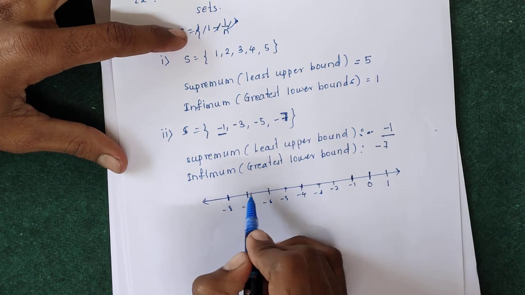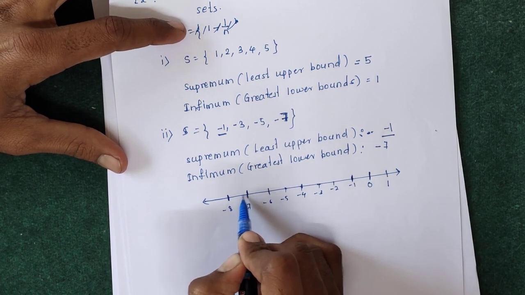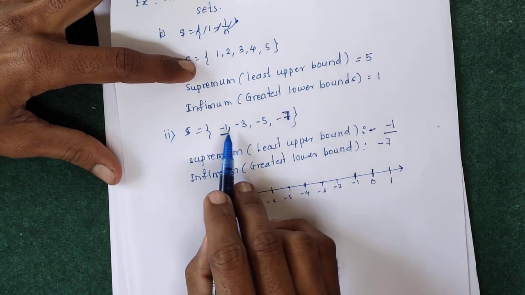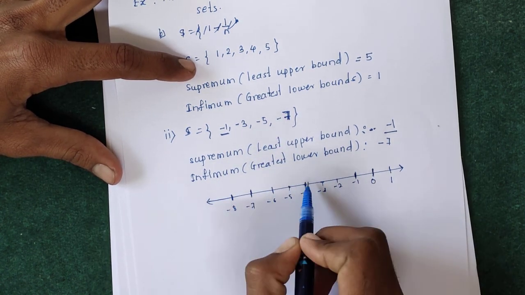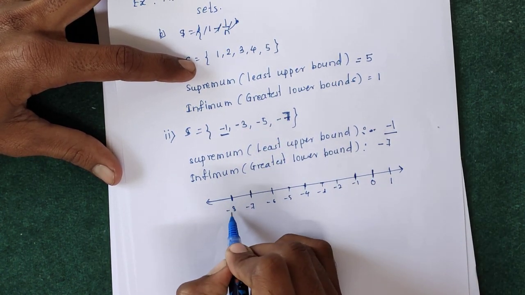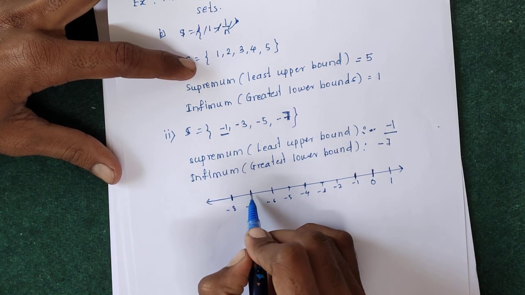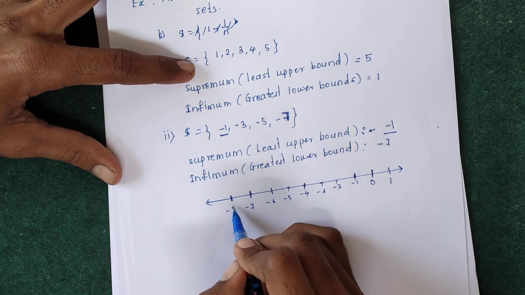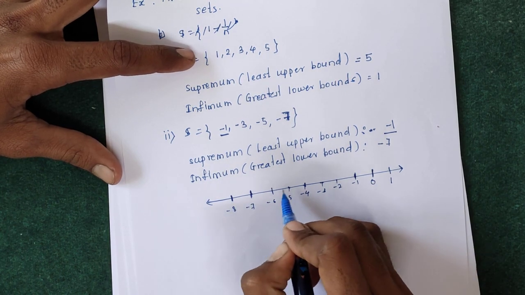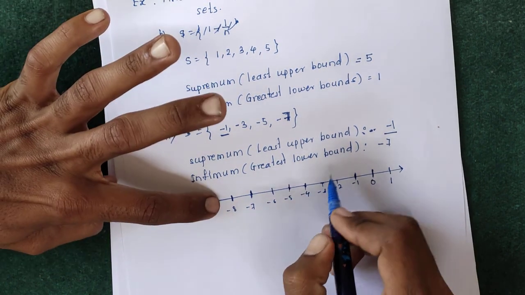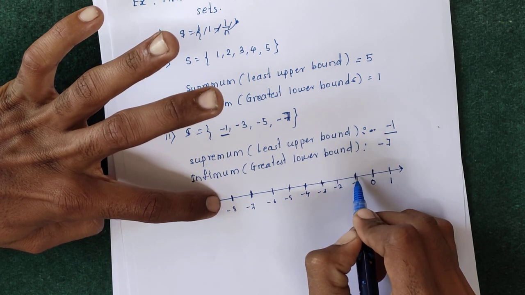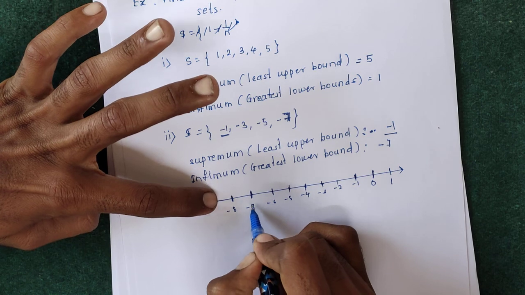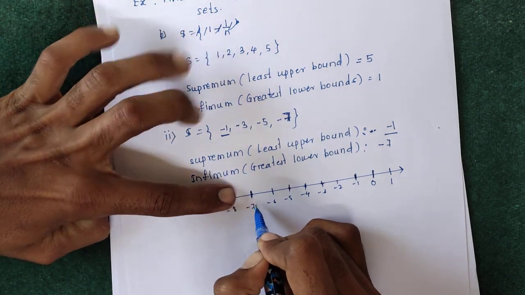Similarly, to find the infimum, we will find a number V such that all the elements of set S are greater than that V. If we take, suppose, V equals minus 8, then minus 7 is greater than minus 8 because minus 7 is on the right hand side of minus 8. So minus 7 is greater than minus 8. Similarly minus 5 is greater than minus 8, minus 3 is also greater than minus 8, minus 1 is also greater than minus 8.